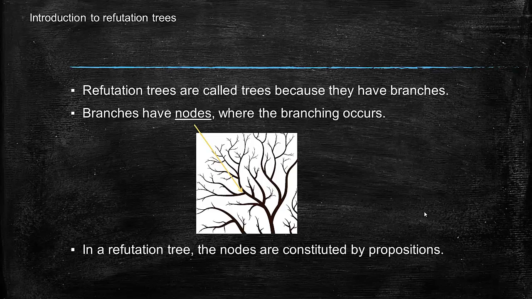Okay, so refutation trees are called trees because they look like trees. They look like upside down trees, actually, and they have branches. Now, when we talk about branches, we talk about the nodes of branches, and that's where the branching occurs. Branching occurs at a node, right? So in a refutation tree, the nodes are constituted by propositions, by formulas and subformulas.